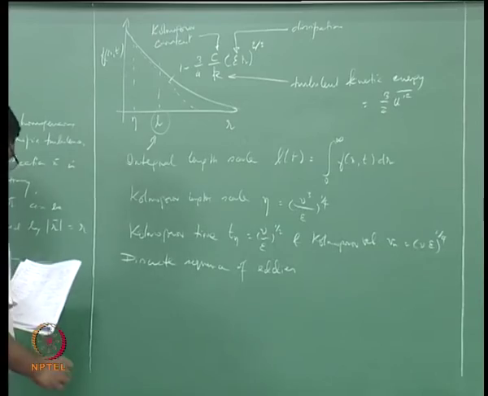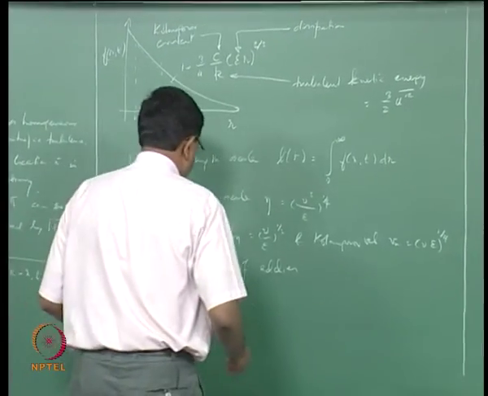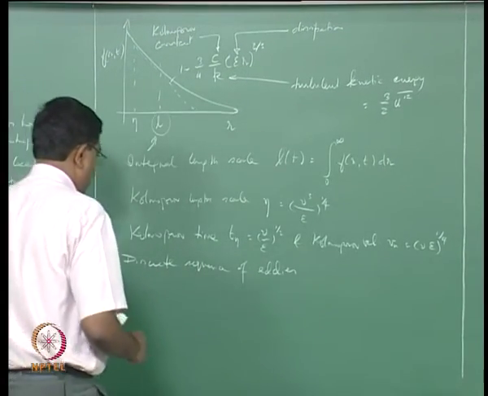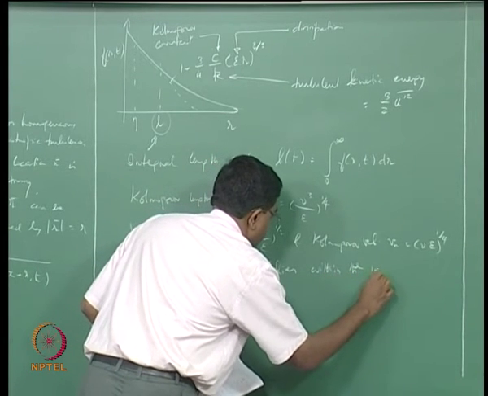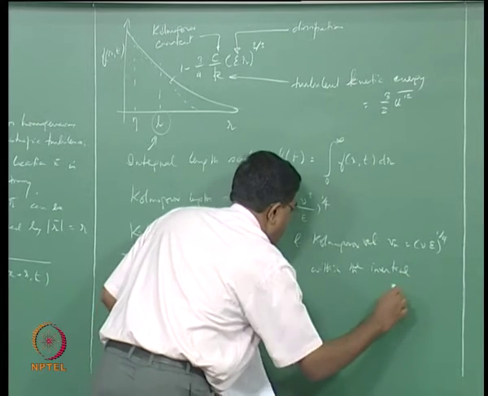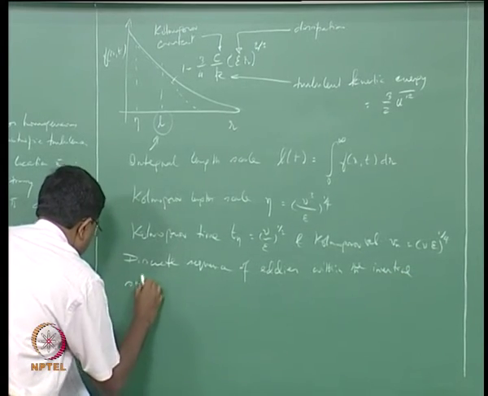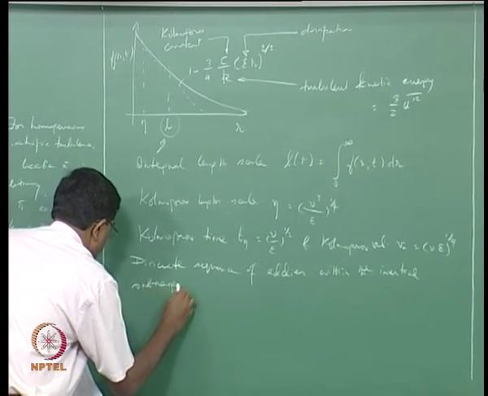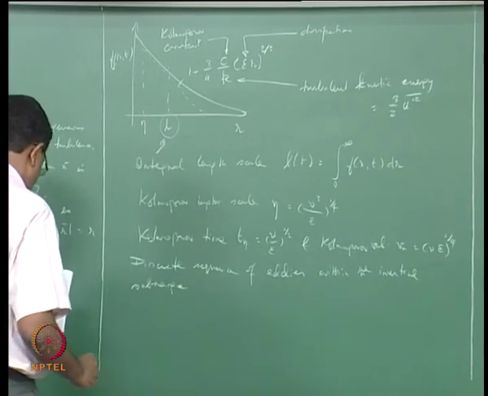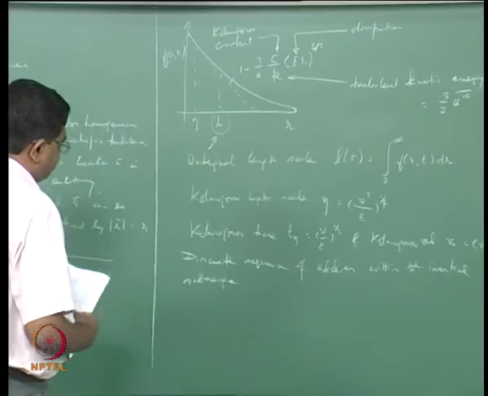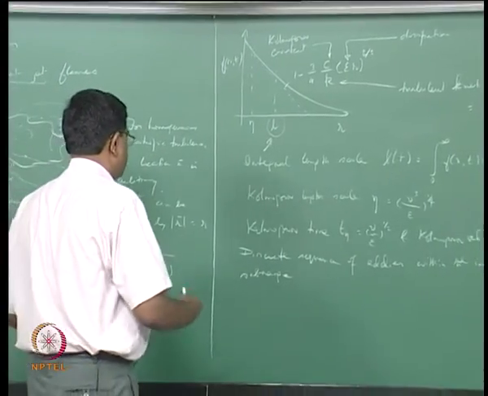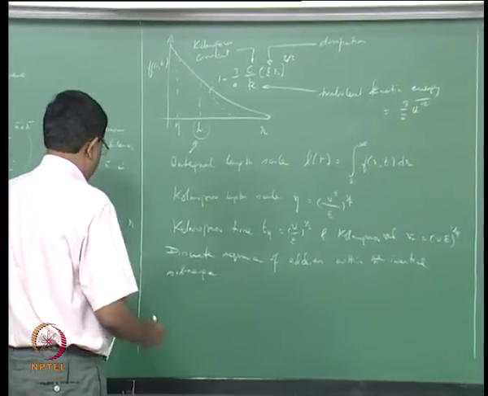Discrete sequence of eddies within what's called an inertial subrange. I'm going to explain this soon. With the energy spectrum, but let's first, I mean, it's kind of like a chicken and egg thing. So we first have to talk about the cascade and then the spectrum, or vice versa.